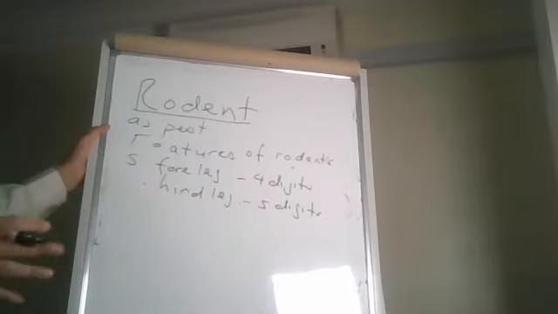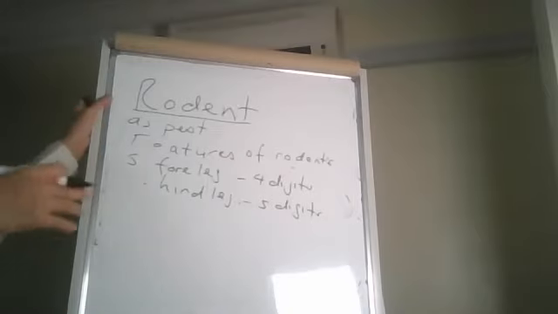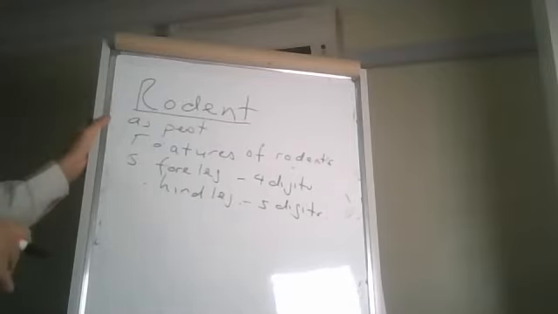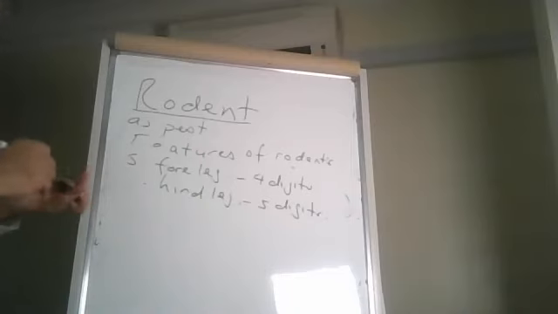Dia ada 4 jari pada kaki hadapan. 4 digits or 4 fingers, quote unquote, in the foreleg, and then 5 digits on the hind legs. So these are the characteristics that are shared by all rodents, and that's what makes a rodent a rodent.